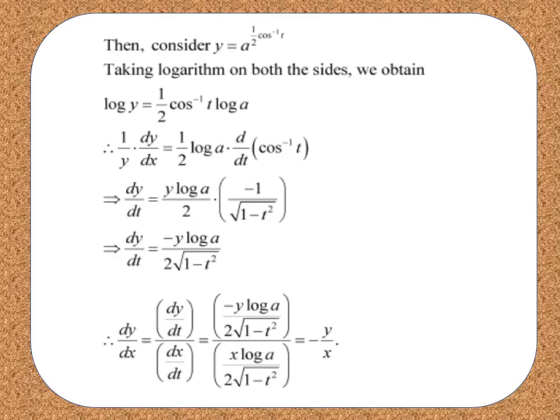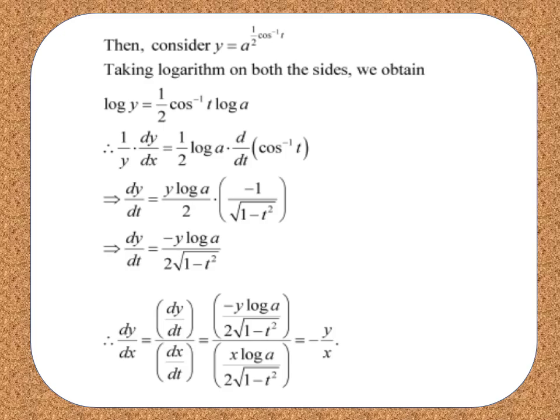Now we have to find dy upon dt also. So we have y is equal to a power half cos inverse t. So again taking log, log y is equal to half cos inverse t log a. So differentiating with respect to t, we are getting 1 by y for log y, and for y it is dy upon dt, and half log a is constant, so differentiation of cos inverse t is minus 1 upon under root 1 minus t square. So dy upon dt is equal to minus y log a upon 2 under root 1 minus t square.